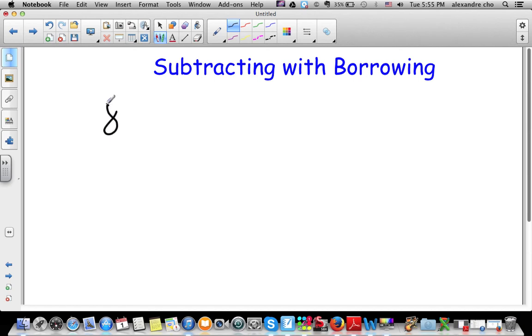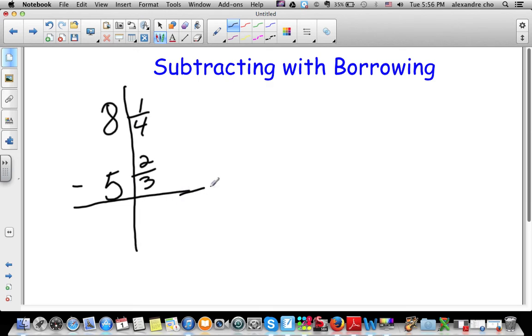Let's take 8 and 1/4 minus 5 and 2/3. I'm separating my fractions from my whole numbers. Well, you realize that you can't subtract these two as they are, so you've got to find an LCM. The LCM between 4 and 3 is 12, so this one was times 4, so top times 4, which is 4. And the LCM is still 12 here, so it's 4 times 3 to give you 12, so you multiply the top by 3, and that gives you 12.